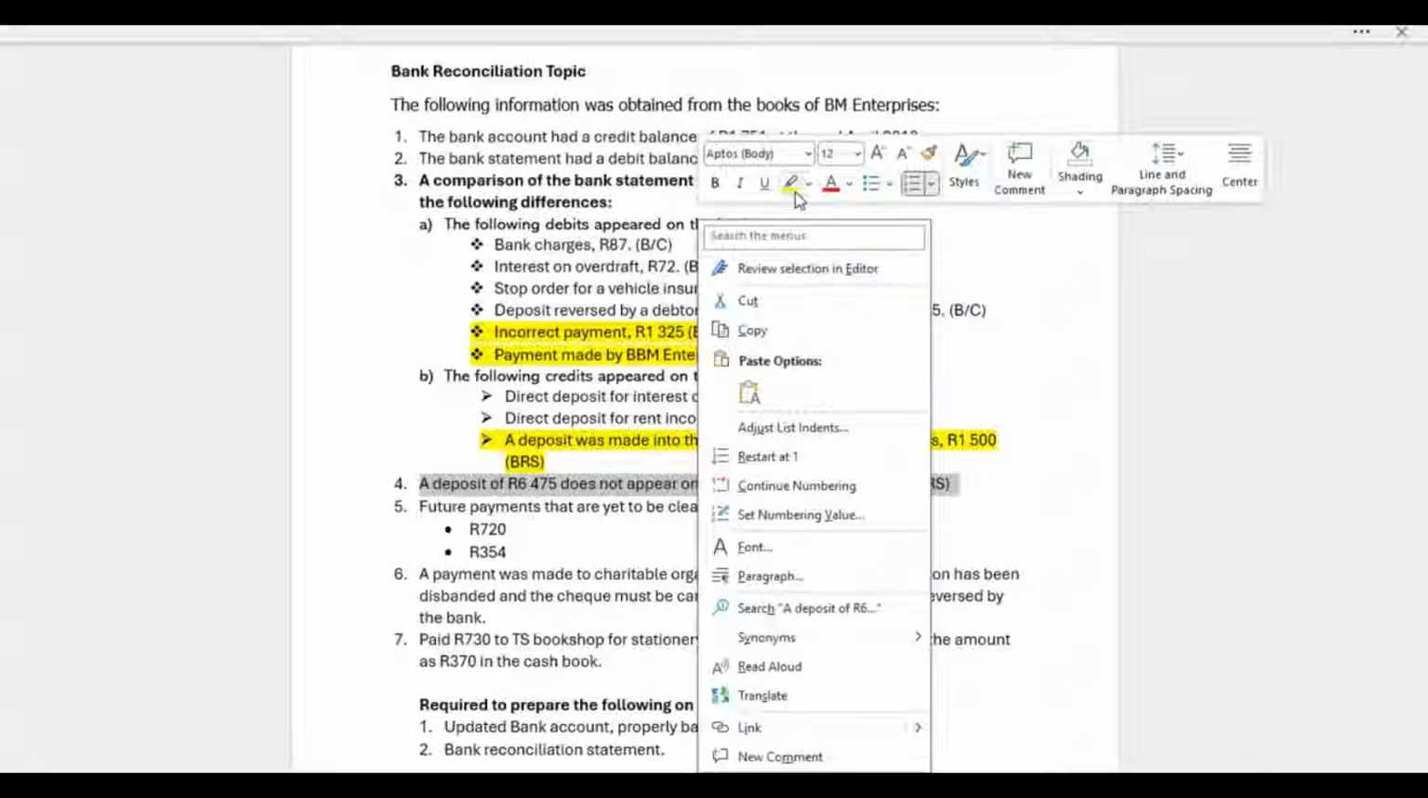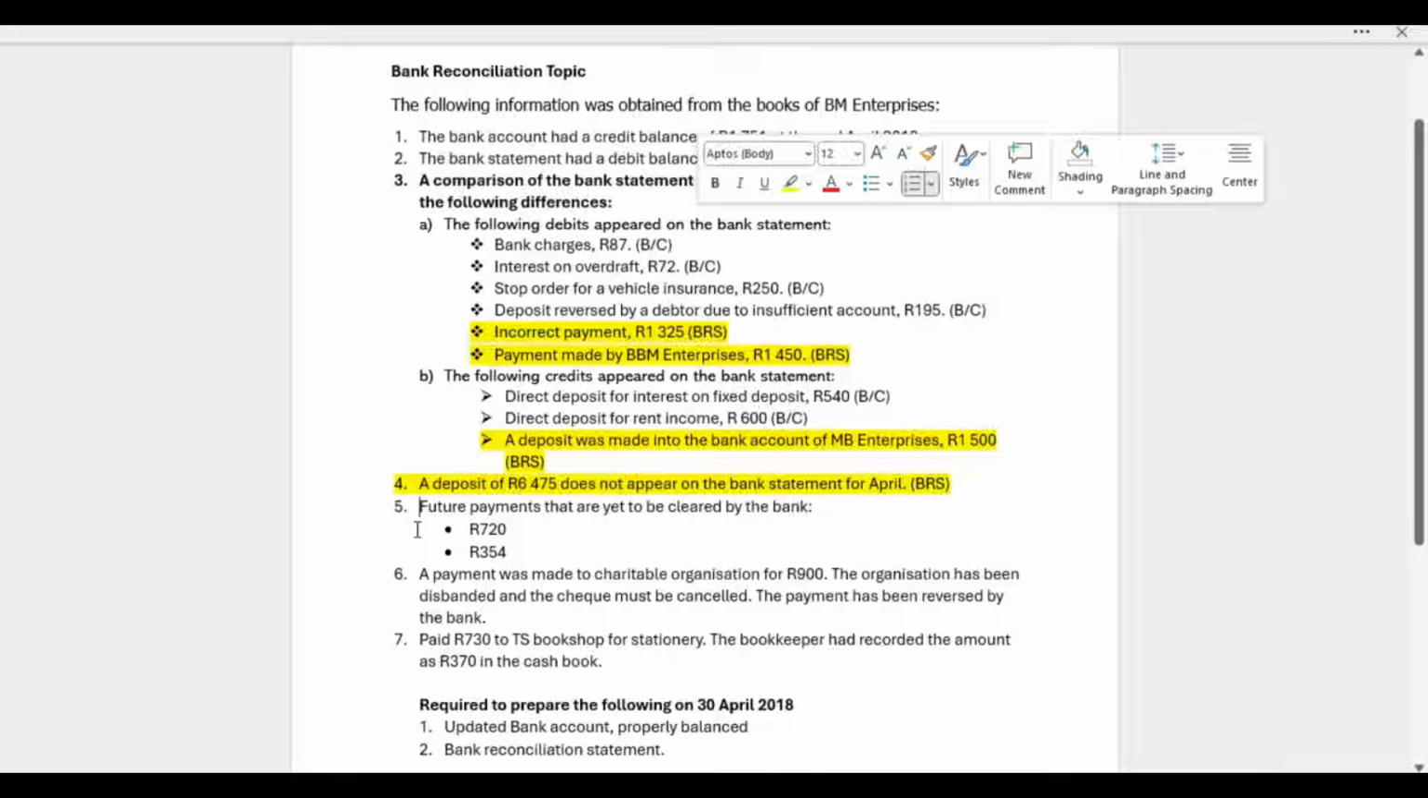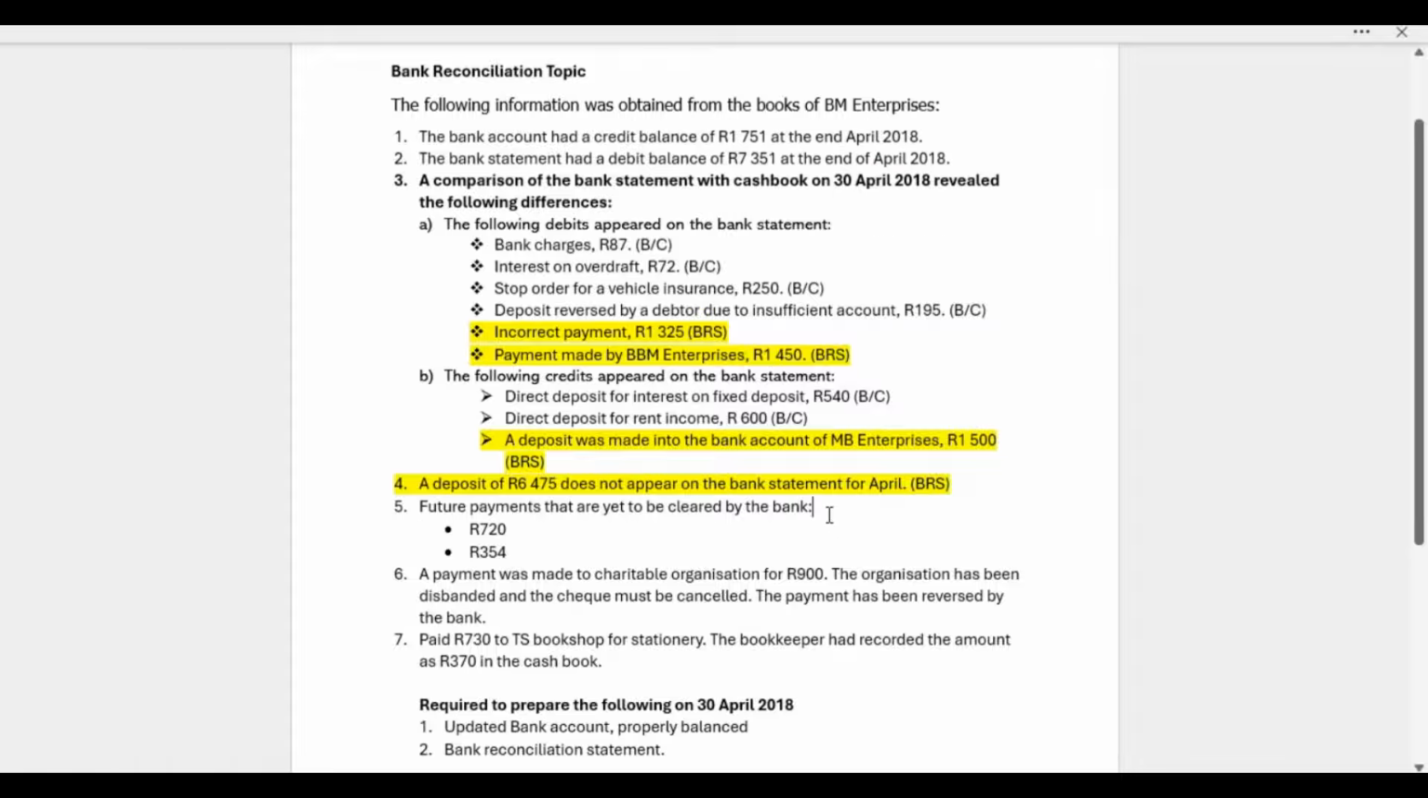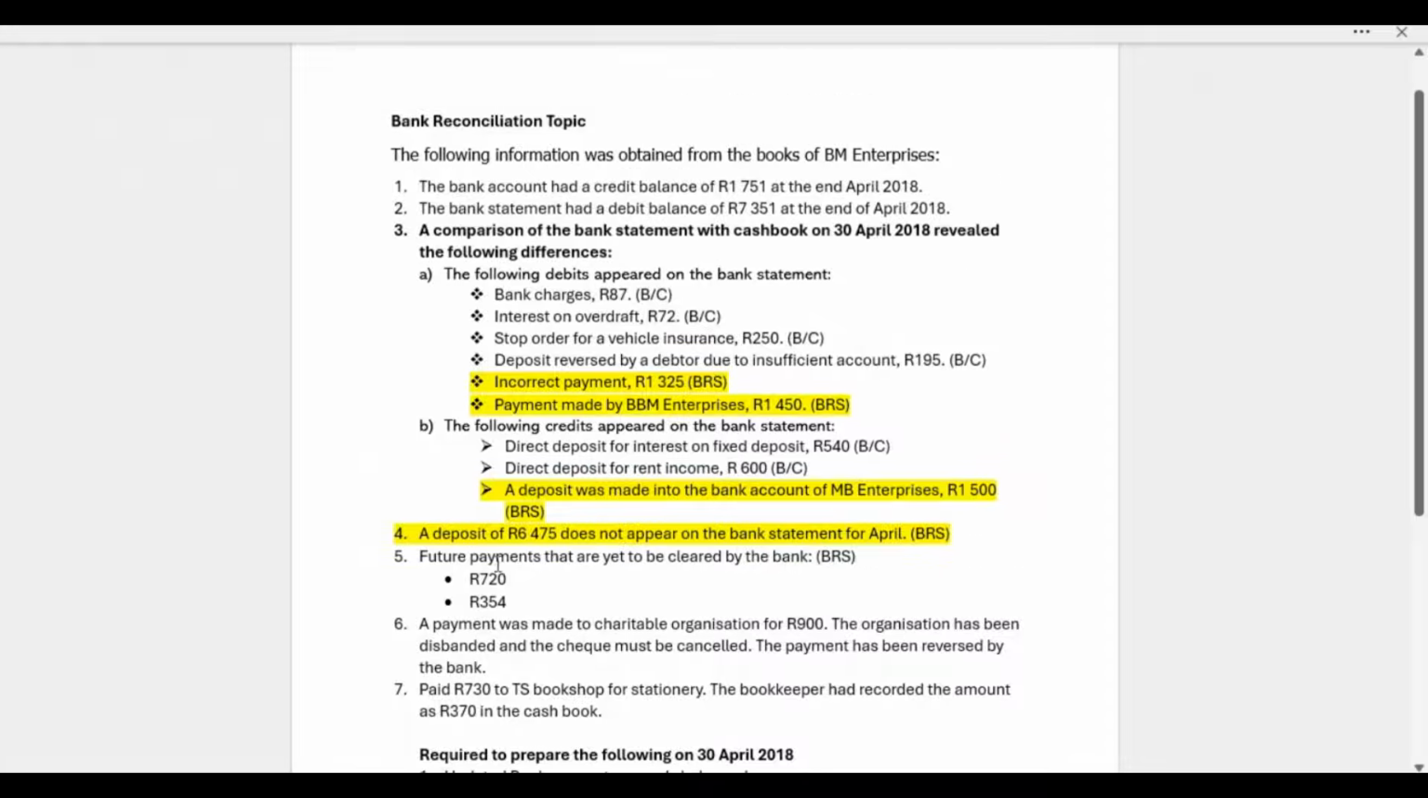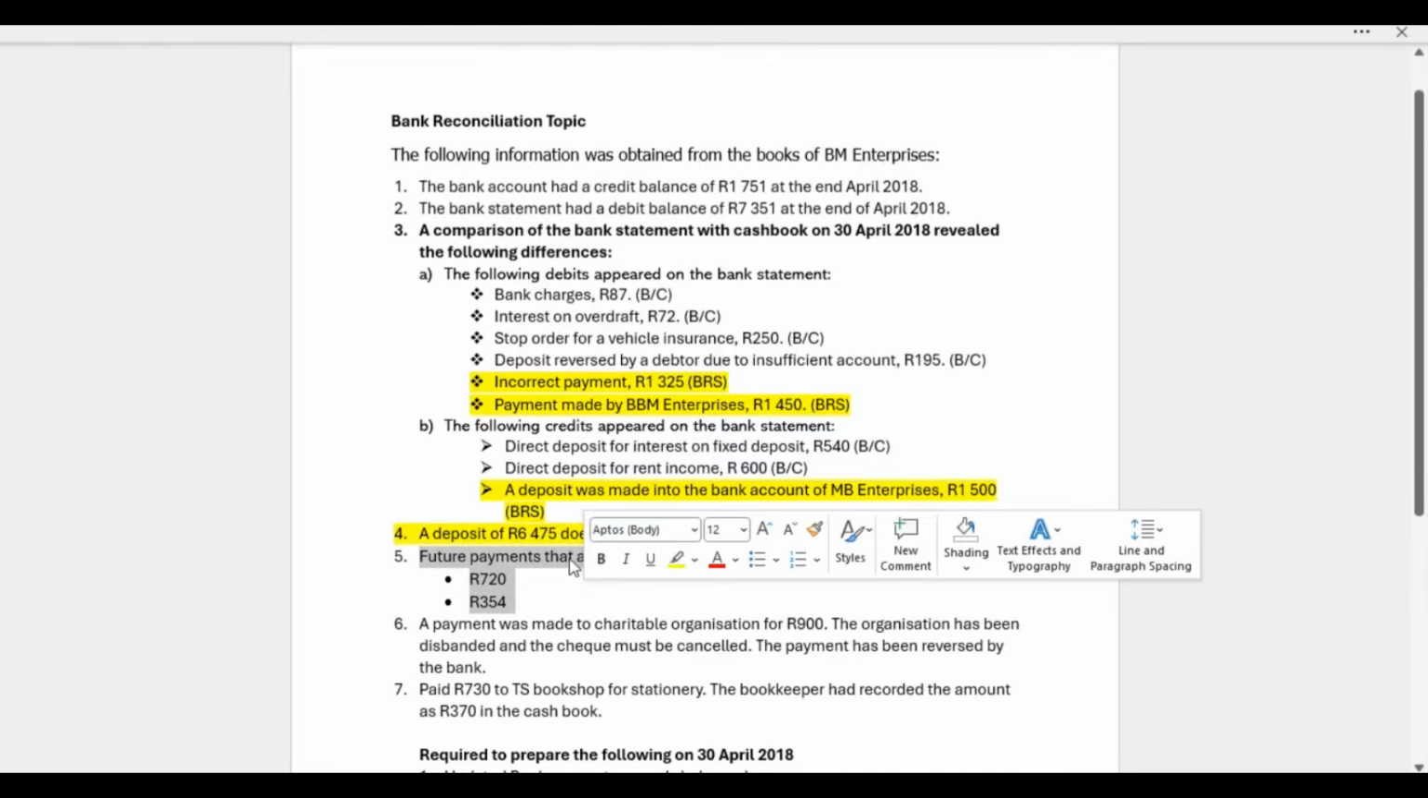Right. And then transaction number 5, they say future payments that are yet to be cleared by the bank. This affects the bank reconciliation statement because they must be cleared by the bank. It means on our books, they are recorded, but they must be cleared by the bank. Therefore, this should be accounted for in the BRS. This must be corrected in the BRS.